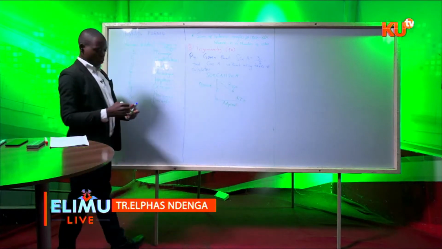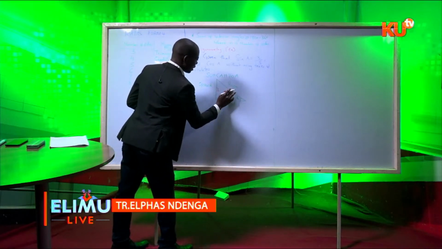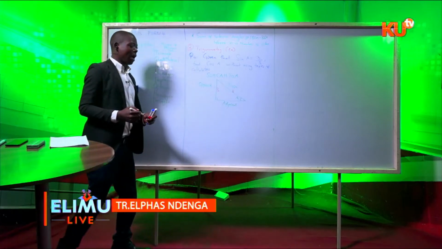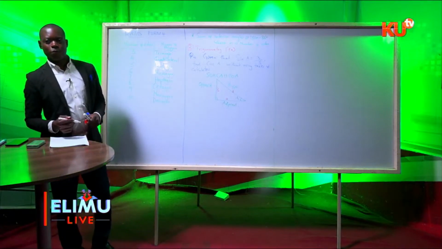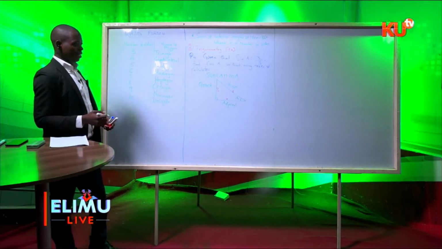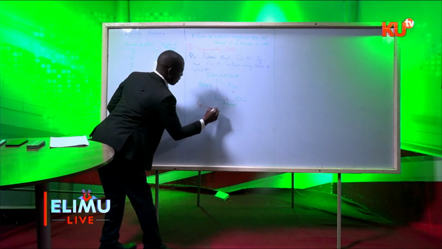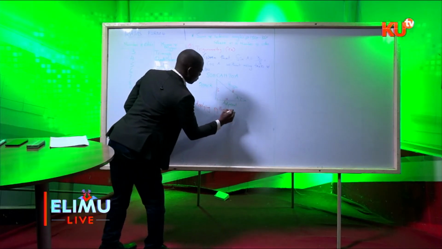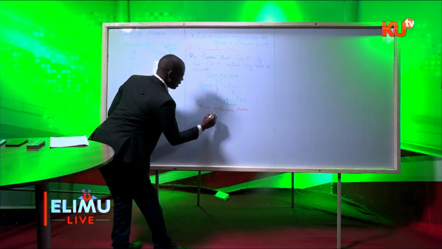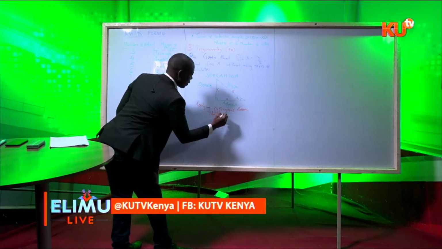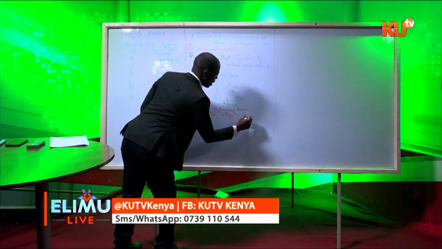So we need to get the adjacent. What do we apply to get the missing side, which is the adjacent, students? Yes, we apply Pythagoras theorem. Applying Pythagoras theorem, the adjacent side squared plus the opposite side squared will give us the hypotenuse side squared.